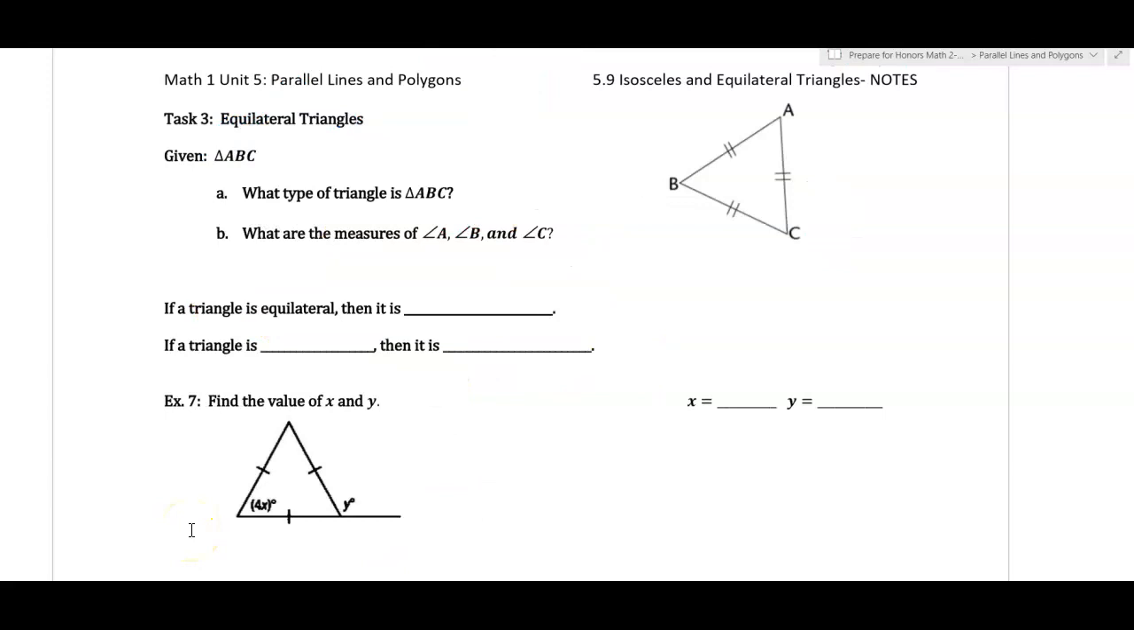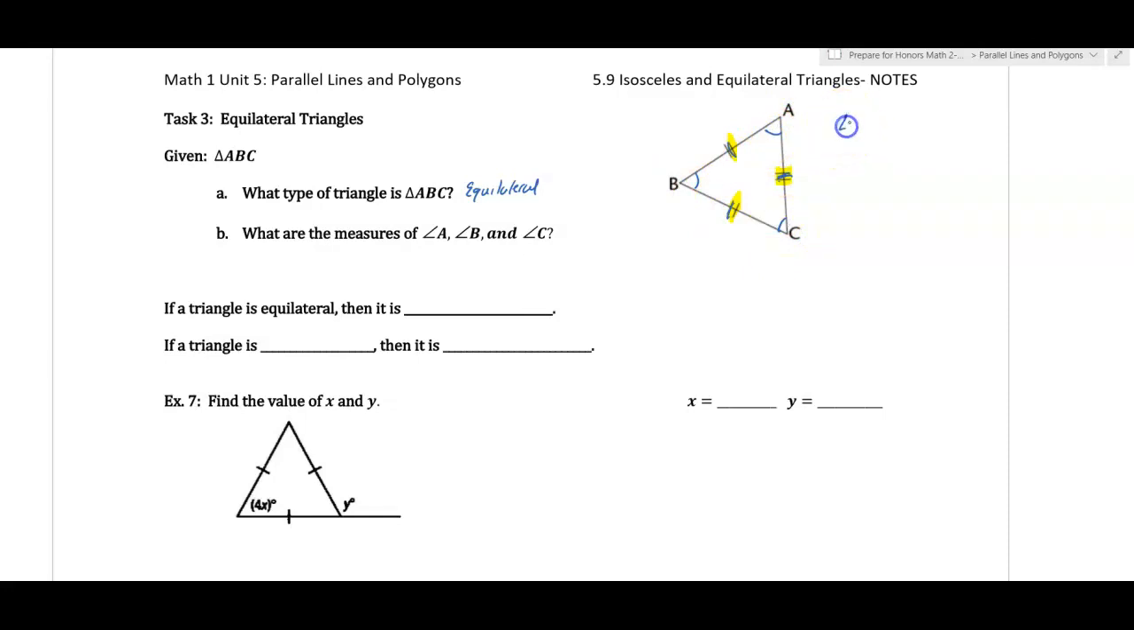So, when I look at the next part, we have an equilateral triangle, right? And what an equilateral triangle is, it's a triangle where all three sides are congruent. So if I give you triangle ABC, what type of triangle is it? It is equilateral. Now think about it. What would the measures of angle A, B, and C have to be? Well, if these two sides are congruent, these angles are congruent. If these two sides are congruent, these angles are congruent. So basically, angle A, B, and C are all congruent.